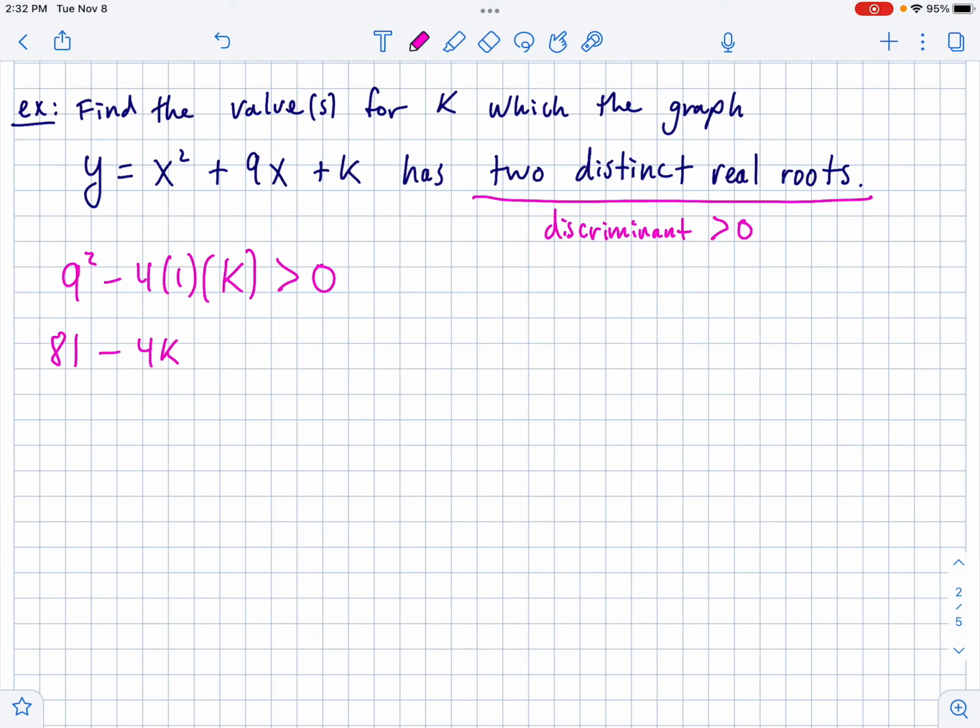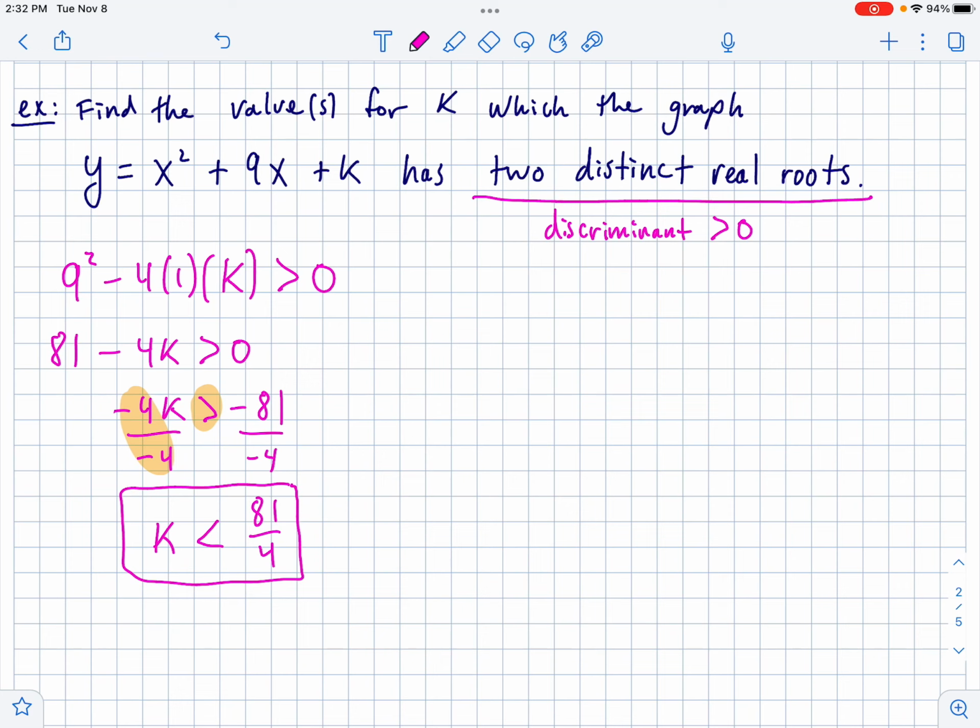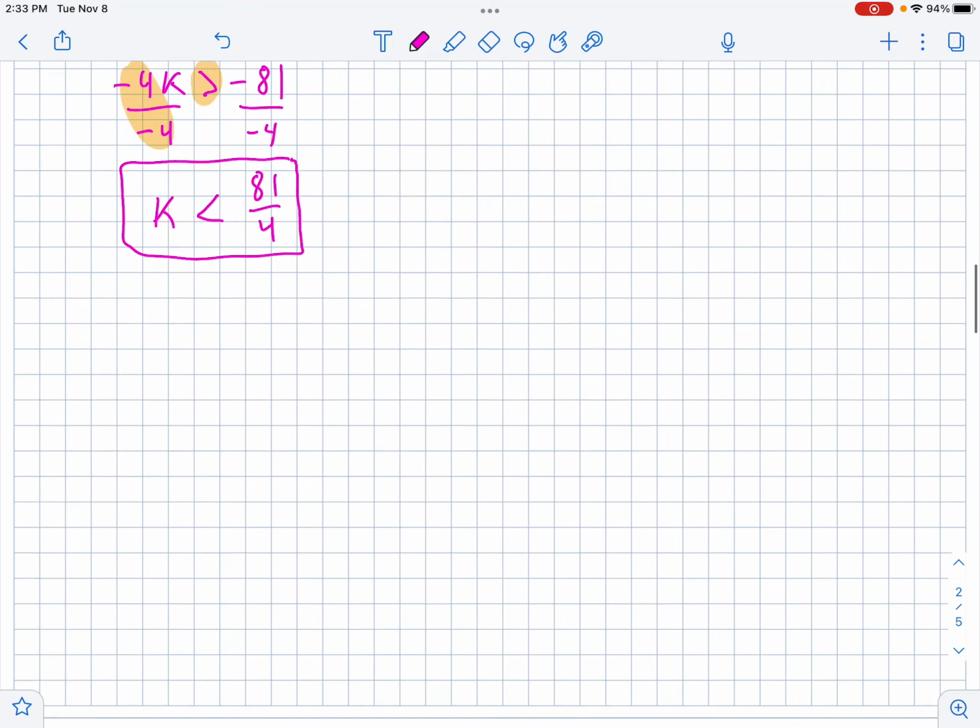We have to solve this. So here we get 81 minus 4k is greater than 0. Subtract 81 from both sides, so we get negative 4k is greater than negative 81. Now we need to divide both sides by negative 4. But do not forget, anytime you divide by a negative with an alligator, we covered this earlier this year, you have to flip the alligator. So you have to change this to k is less than 81/4. And that is your answer. Any number where k is less than 81/4 will produce a parabola with 2 distinct real roots, 2 x-intercepts.